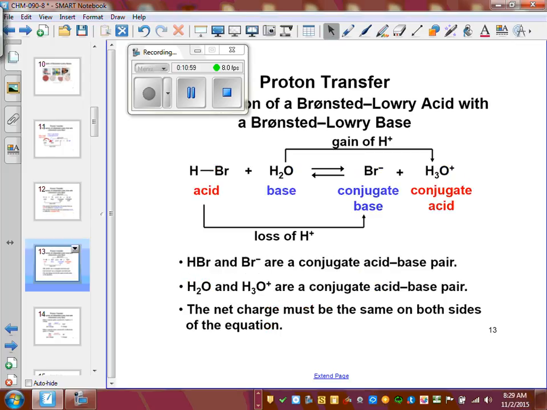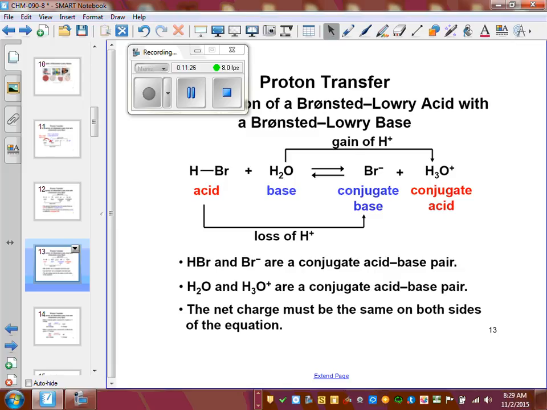So if you look at HBr plus H2O, the HBr donates its proton to the H2O, so we get H3O plus and Br minus. So HBr donates the proton, it's the acid. H2O accepts it, it's the base. Br minus is the conjugate base, and the H3O plus is the conjugate acid.